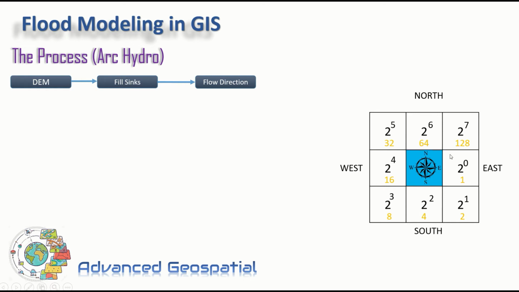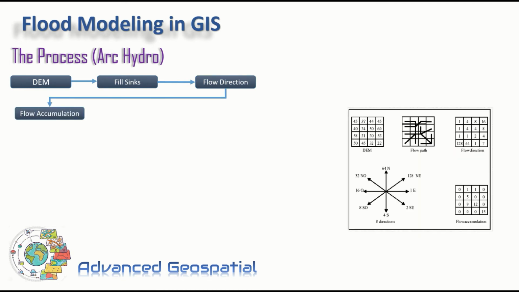So this is called an eight-directional model. Some software, like TauDEM, use an infinite directional model, but normally this is how ArcGIS models the cell flow direction. After flow direction, we calculate the flow accumulation.